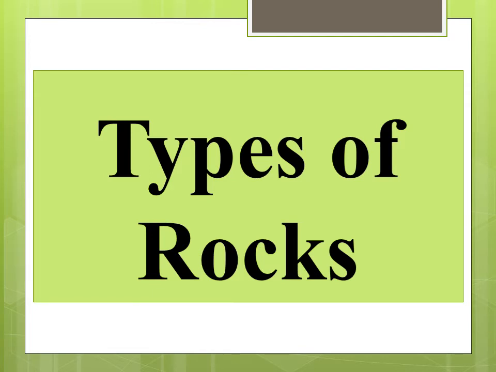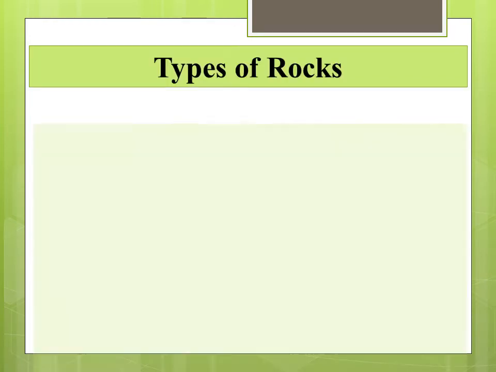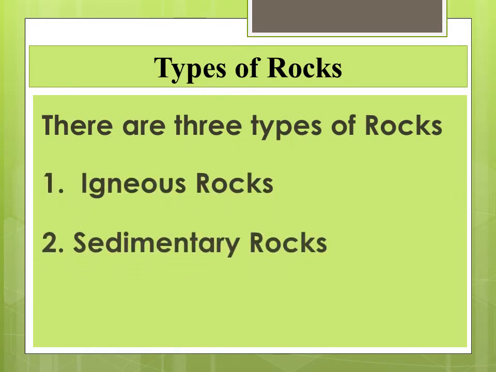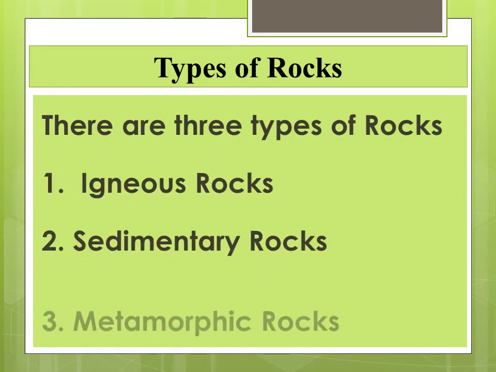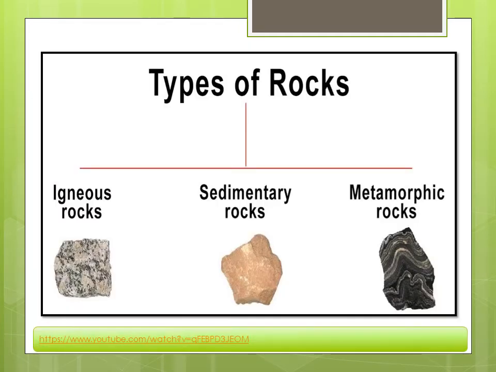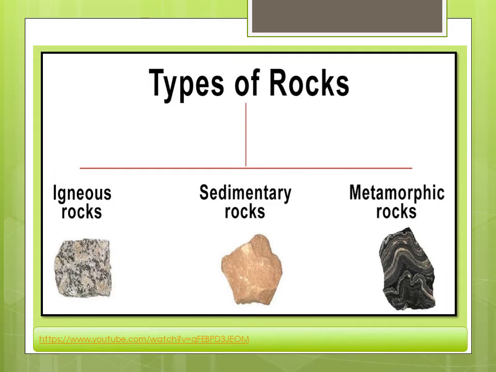Children, in video part 2, we have already discussed about what are rocks. So now we will discuss about different types of rocks. There are three types of rocks. Number 1, igneous rocks. Number 2, sedimentary rocks. And number 3, metamorphic rocks. See this flowchart of different types of rocks shown with the help of pictures.